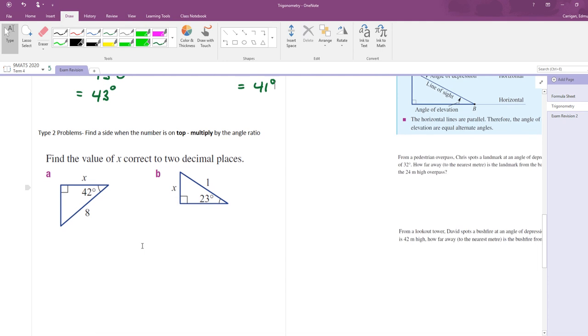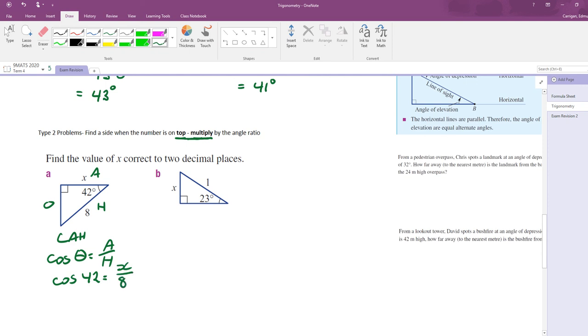Now, our second type of problem we're going to get is when we work out and substitute in, the number we're looking for is on the top. In that case, we're going to multiply by the angle ratio. So again, when I label, I've got O, I've got H, I've got A. I've got A and H, so I'm after CAH. Cos theta equals A on H, I substitute in. Cos 42 equals, the value of A is X, and my H is 8.